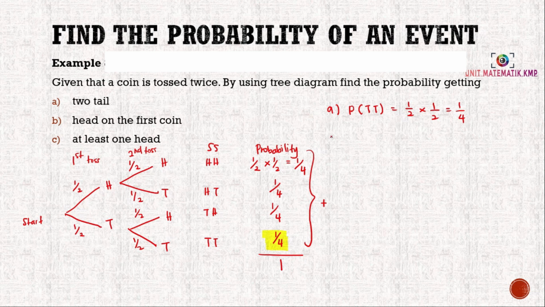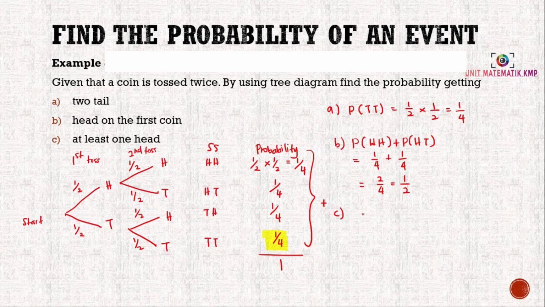Okay, for the second one, part B, so the question asks you to find the probability of getting a head on the first coin. Okay, on the first coin we get a head. So you can have either HH or HT. So the first coin must be head. So we can have 1/4 plus 1/4, which is 2/4 equal to 1/2. Okay, always simplify your answer.